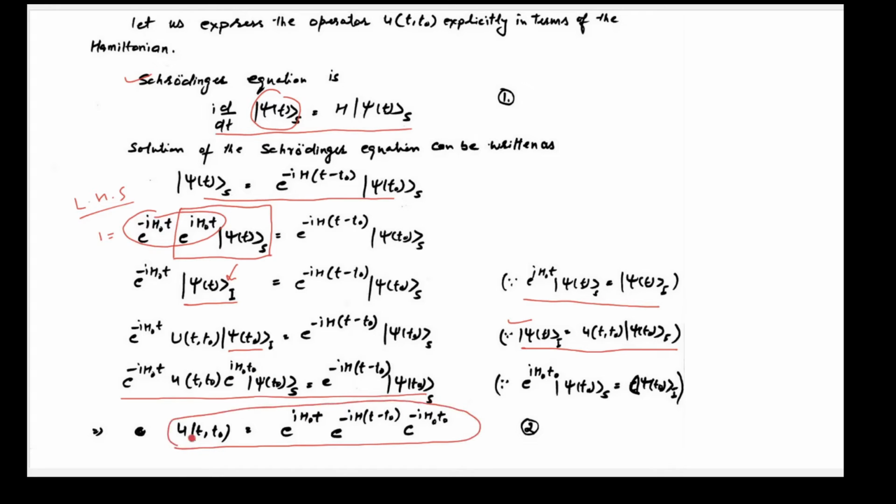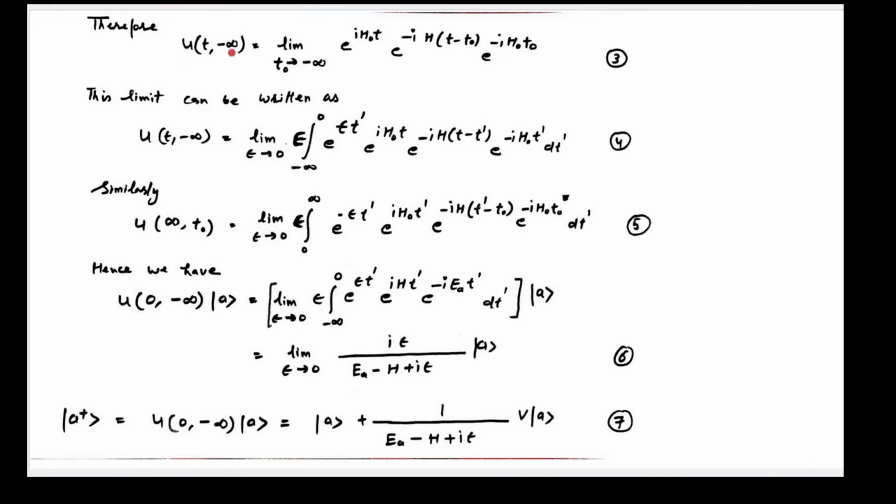Operator u at t comma t0 will be equal to e raised to iota h0 t, e raised to minus iota h t minus t0, e raised to minus iota h0 t0. This is equation number 2. Now assume that the initial time is minus infinity. So for minus infinity, we will introduce the limit t0 approach to minus infinity. Now this limit can be written in integral form like this.